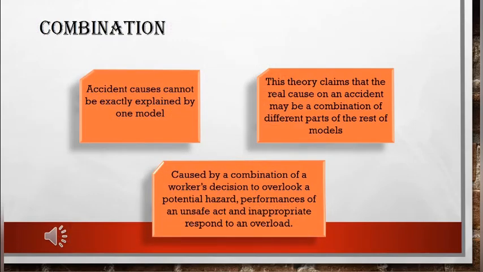The next theory is combination theory. It was said that accident causes cannot be exactly explained by one model. This theory claims that the real cause of an accident may be a combination of different parts of the rest of the models. For example, an accident was caused by a combination of a worker's decision to overlook a potential hazard, performance of an unsafe act, and inappropriate response to an overload.